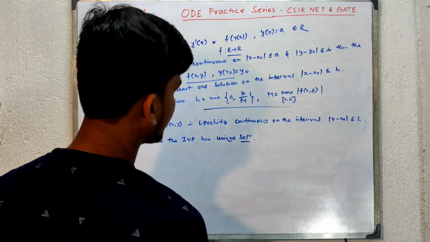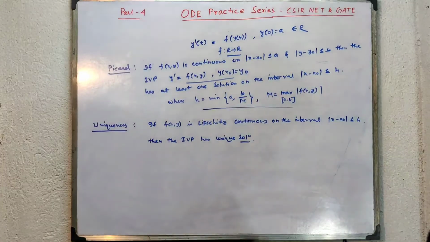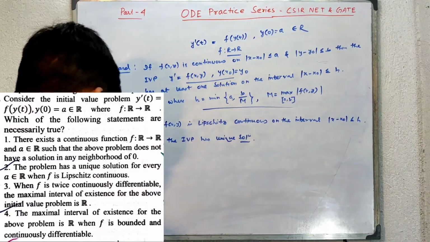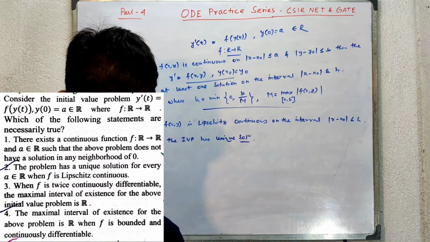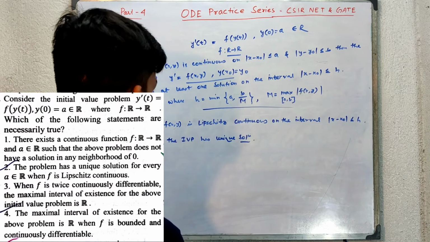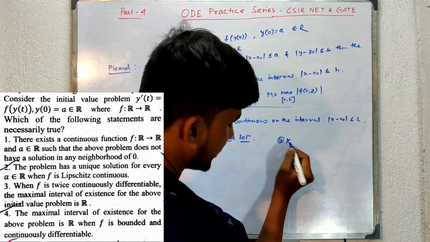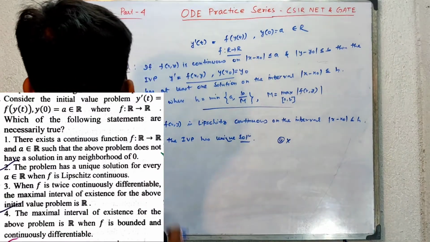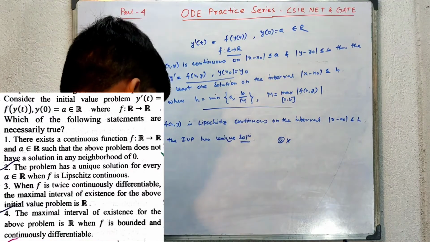Okay, these two are the theorems of Picard. Now option 1 says that there exists a continuous function f from R to R such that the above does not have any solution in the neighborhood of 0. This is the clearly false option. Using the existence part, there exists a solution in the neighborhood of 0. That means A is the wrong option.